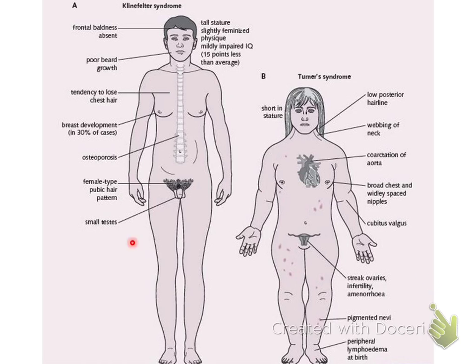Over on the left, we have Klinefelter syndrome, so it was XXY, that's a trisomy condition, and you will see that extra X chromosome does result in more feminine characteristics, such as breast development, female-type pubic hair pattern, and a diminishing of some male features, such as smaller testes. Okay, there is also some more general abnormalities, such as mildly impaired IQ, I think particularly with language or speech development.